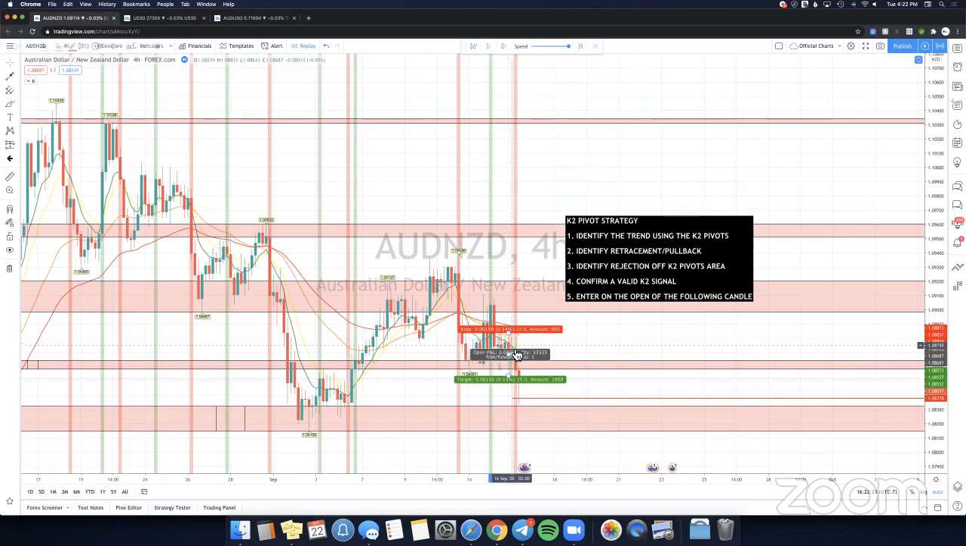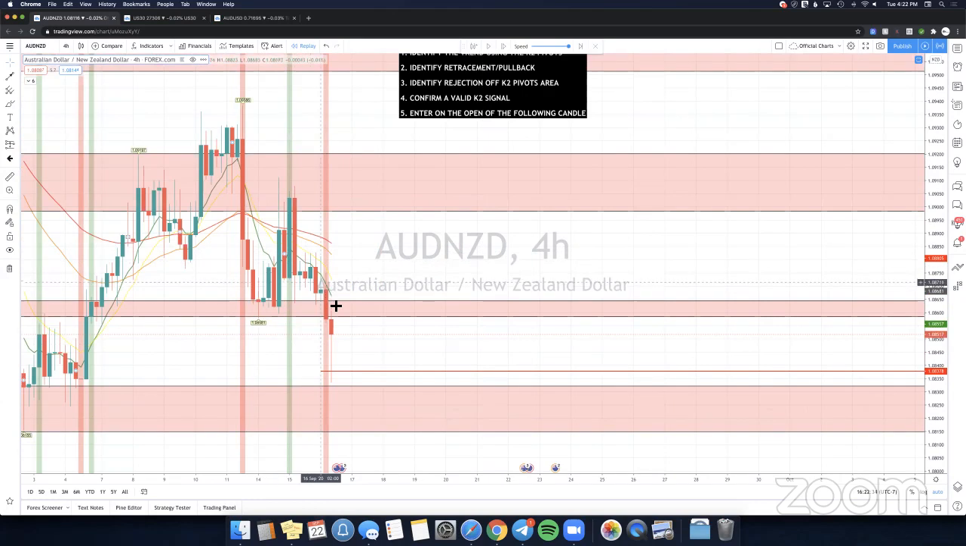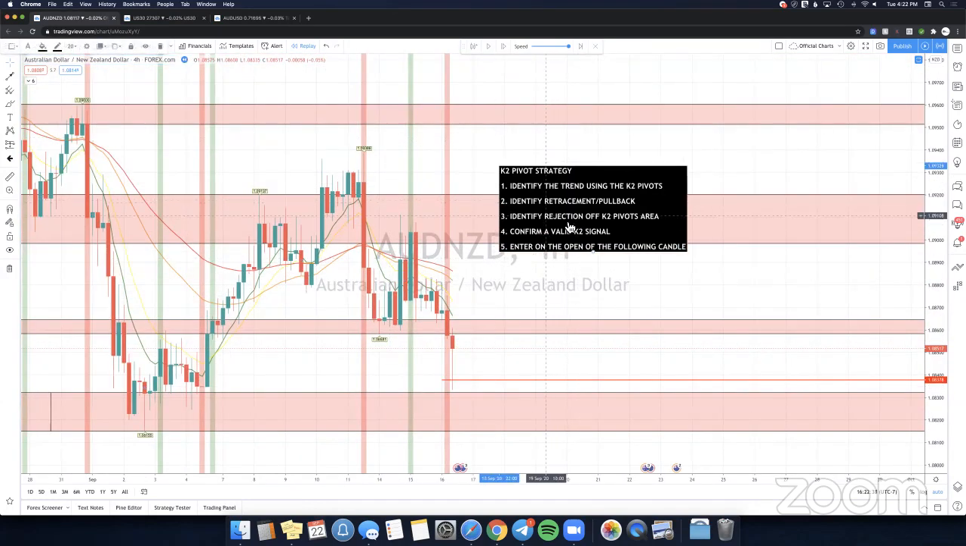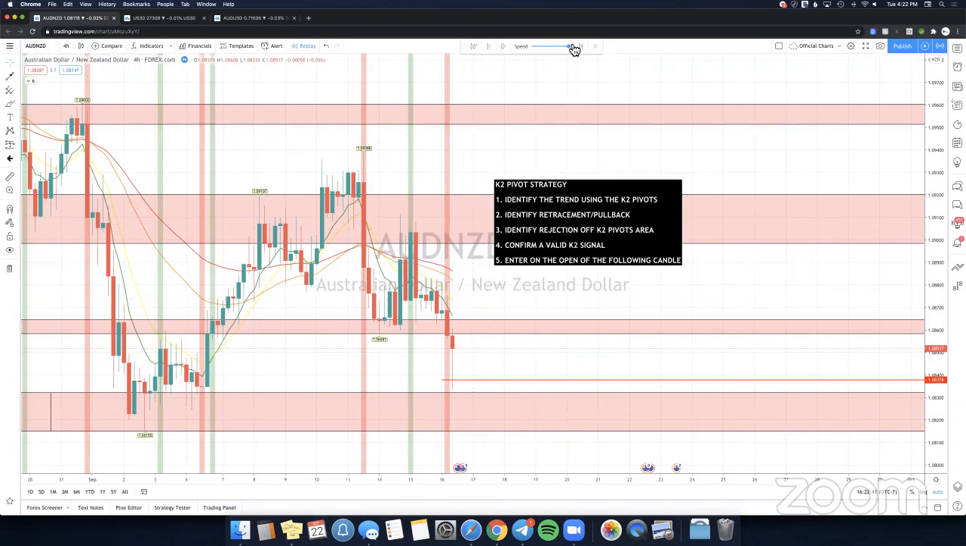You can use it on literally any time frame and on any asset. But yeah, it's real simple. If you guys have access to the K2 indicators, that's what most people are using right now, especially with the high volatility. So if you guys are interested, feel free to check it out. But okay, so that's odd NZD.